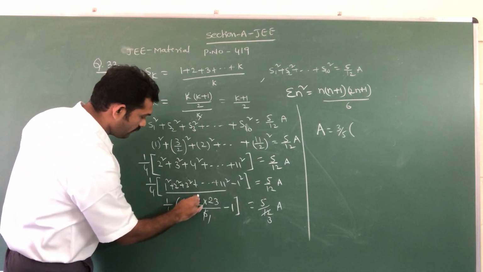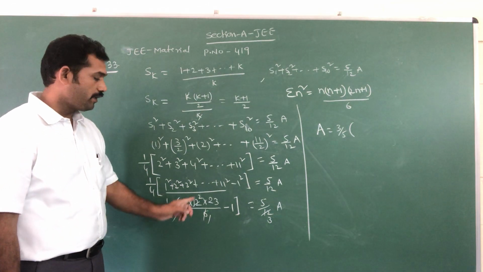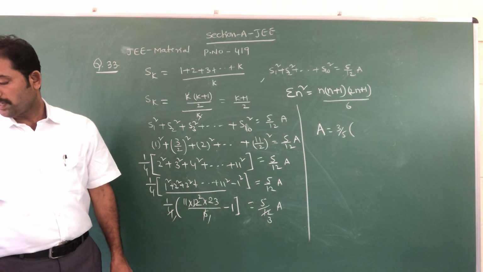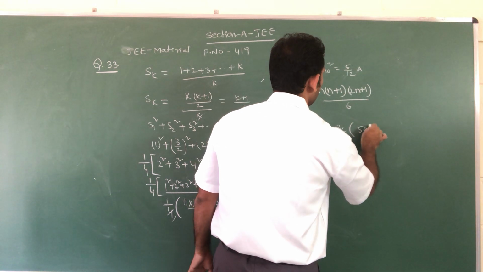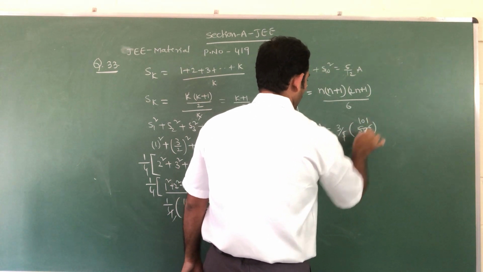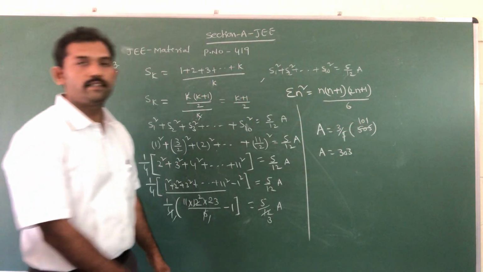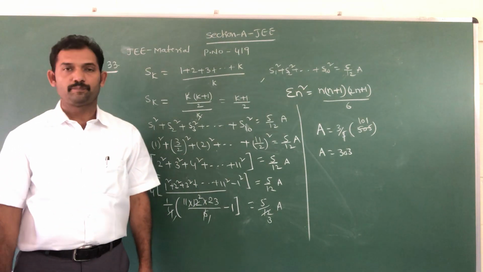6 ones, 6 twos. So 11 into 2, 22. 22 into 23 minus 1, what is that value? 505. That value is 505. So it is simplified. How much is this value? 101. So A is equal to 303. A is equal to 303. That is our solution.